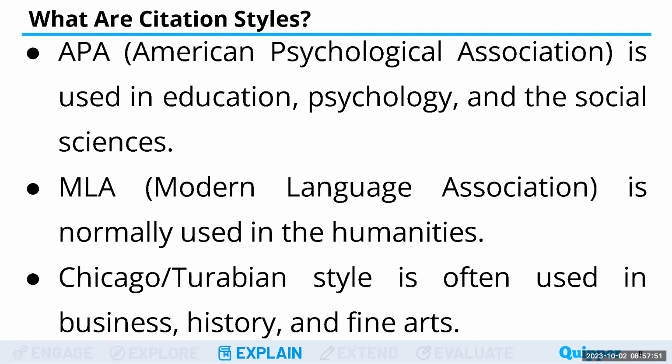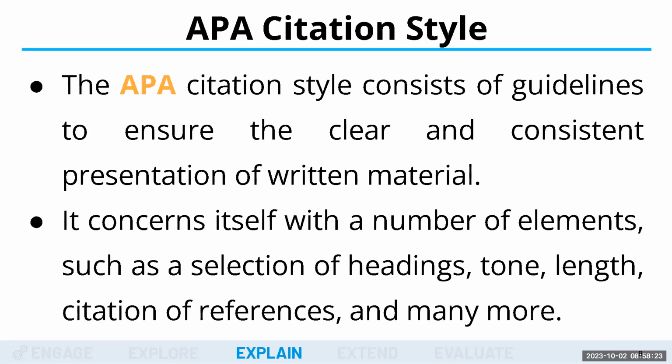So take note that these three citation styles have different purposes. APA for education, psychology, and social sciences. You may use a mnemonic, EPSS: education, psychology, social sciences. Well, MLA, humanities. Chicago and Turabian, BHFA: business, history, fine arts, right? So to easily remember and to easily reconcile which citation style is used for what purposes.